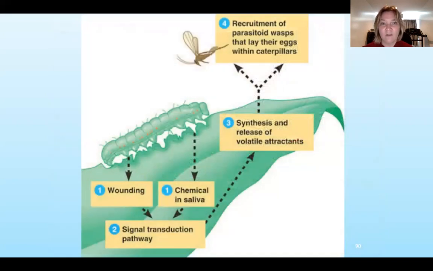Another example of coevolution, and I think I had a video about this that I showed before, is this caterpillar. The caterpillar has a chemical in its saliva, and the fact that the plant is being eaten by the caterpillar signals the plant to release chemicals that will attract these parasitic wasps that lay their eggs within the caterpillars. So as the caterpillars eat, the plant releases chemicals that attract the wasp that lays eggs in the caterpillars, and the caterpillars die.